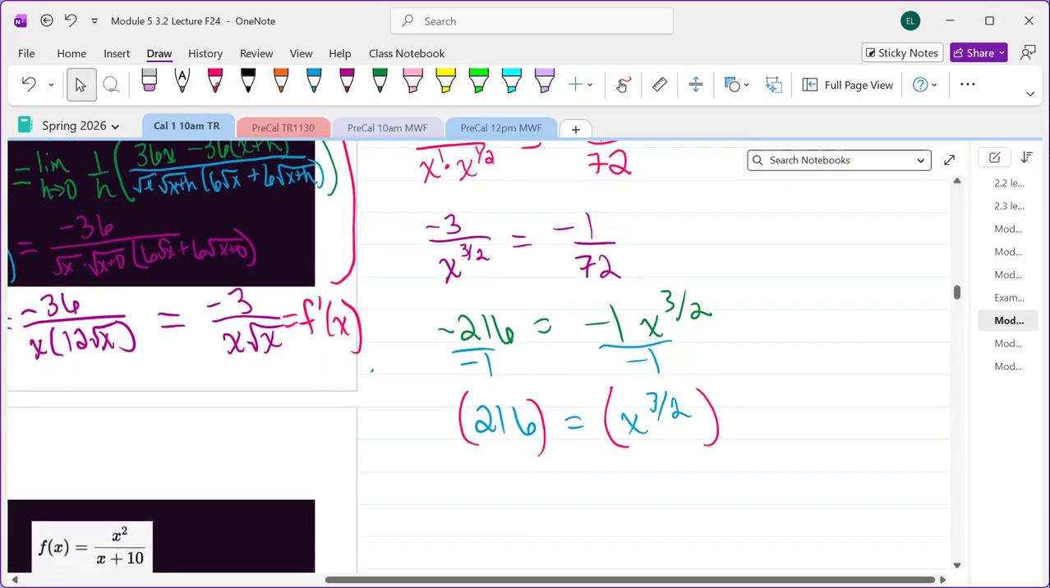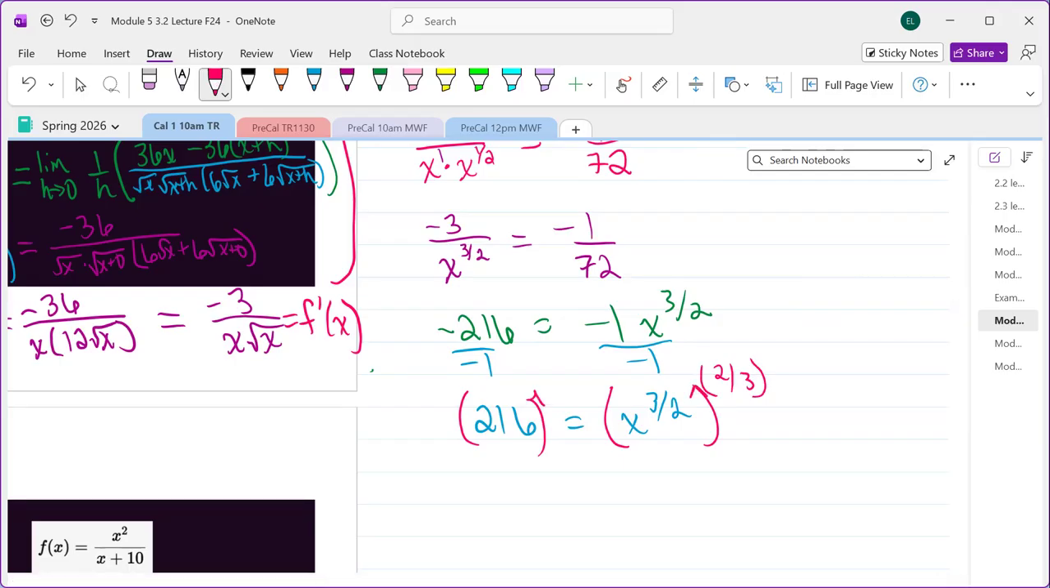So part of what we want to think about, what do we do with that 2/3 though? I just multiply by it? Yep, we're going to use it as an exponent. So we're going to raise both sides to the 2/3 power.